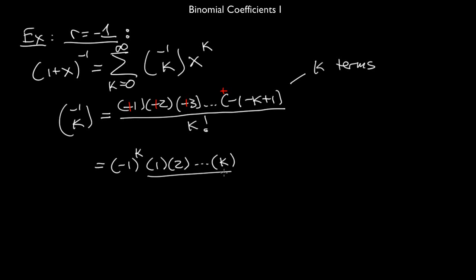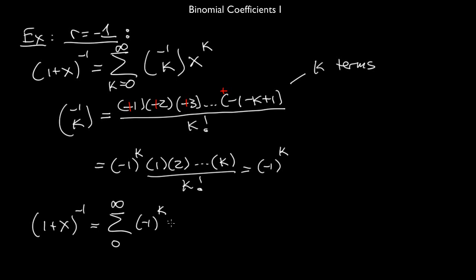And the whole thing's divided by k factorial. And lo and behold, the k factorials cancel, and you just get (-1)^k. So in this case, Newton's binomial theorem says that (1+x)^(-1) is equal to the summation, k running from 0 to infinity, of (-1)^k x^k. Huh. That's interesting.